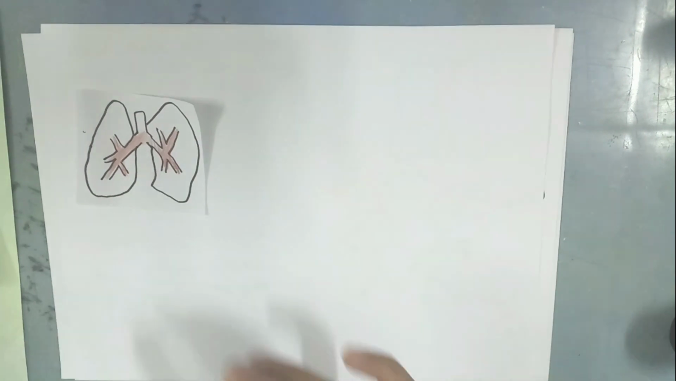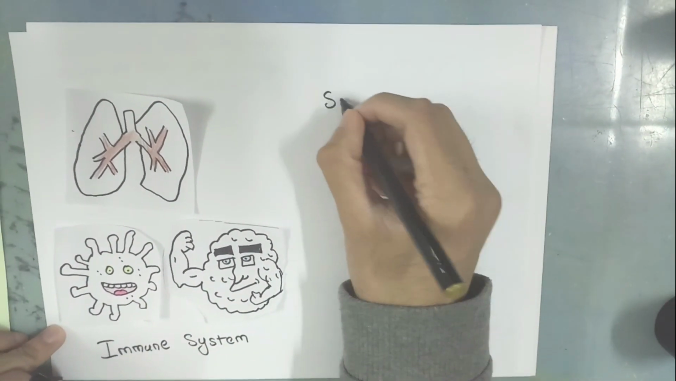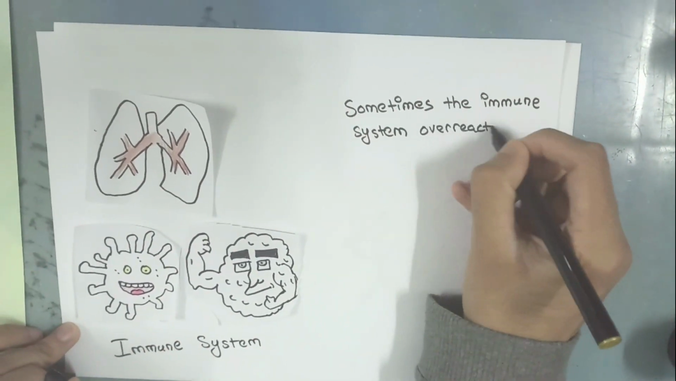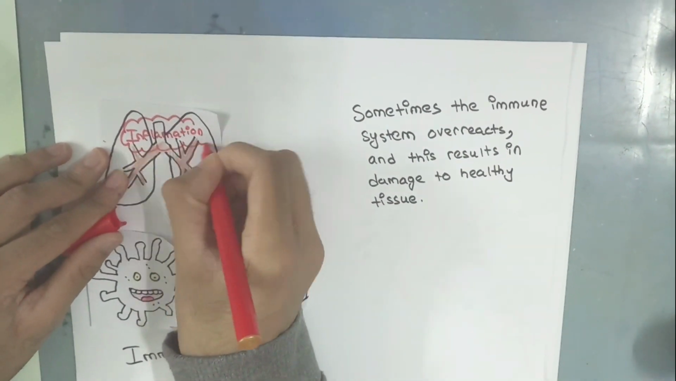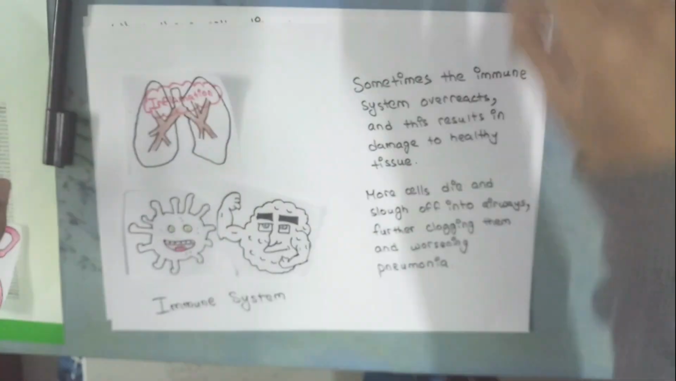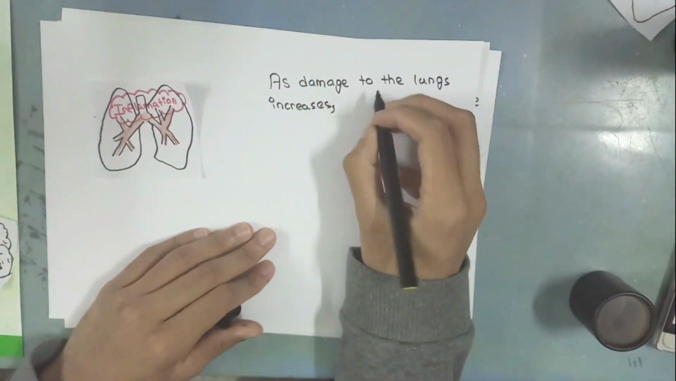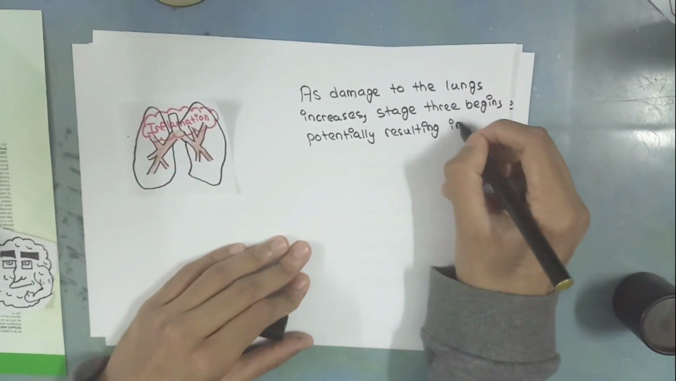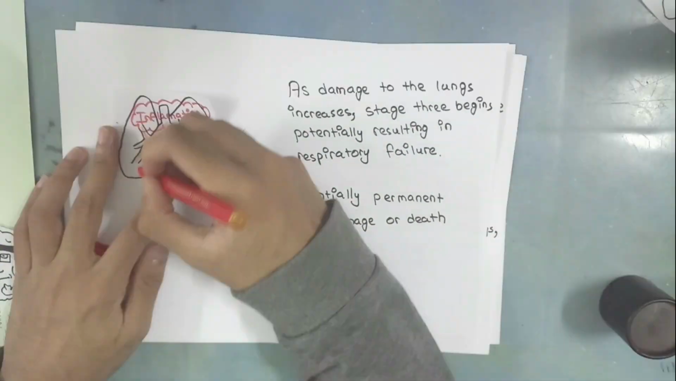Enter the immune system. The immune cells recognize the virus and flood into the lungs. Sometimes the immune system overreacts, causing damage to healthy tissue. More cells die and slough off into the lungs, further clogging them and worsening pneumonia. As stage 3 begins, it results in respiratory failure. Patients that reach this stage of infection can incur permanent lung damage or even die.